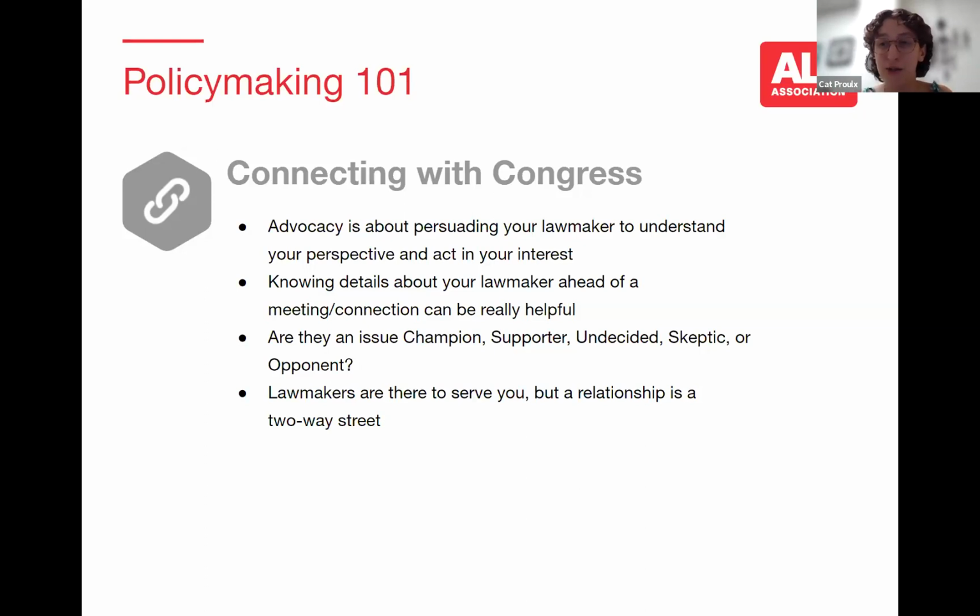Or maybe they're an issue skeptic or undecided, meaning that they might have questions. They might not really have a great understanding of ALS and what it's like. And that's your opportunity to talk with them and educate them on what the reality is for people that are living with ALS and their caregivers, right? And it can feel frustrating to talk with someone that doesn't understand your experience, but meeting them where they're at can help the conversation stay engaging and respectful and effective as well.